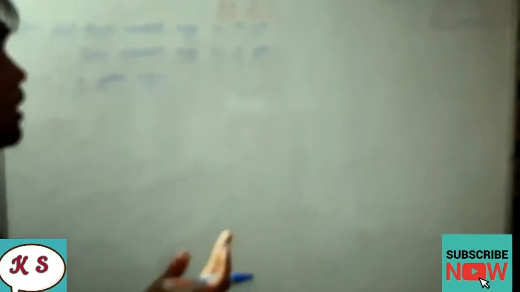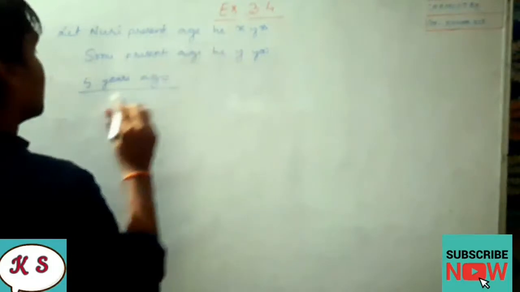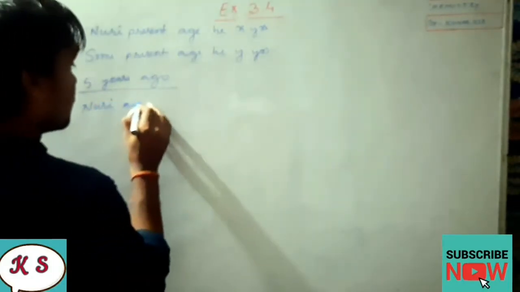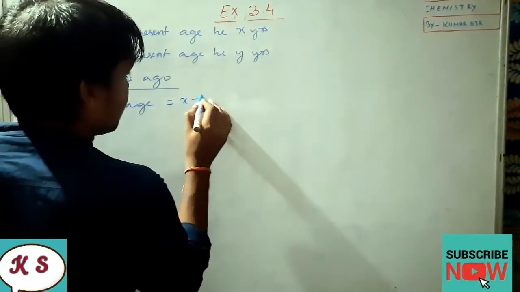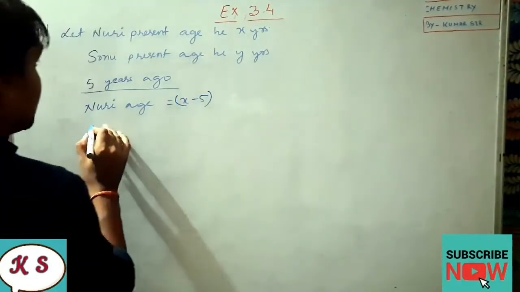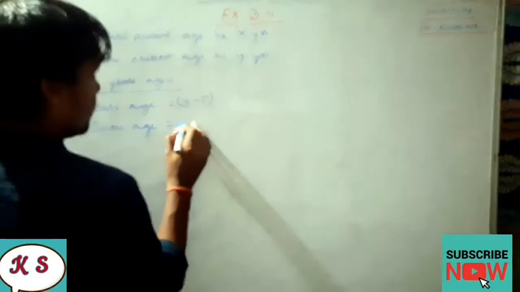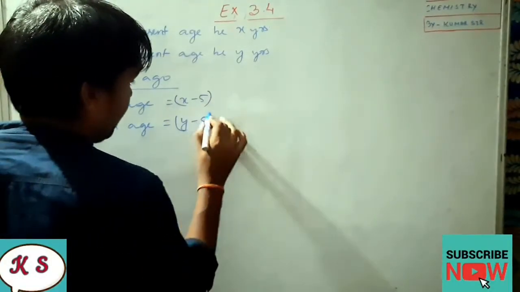5 years ago means 5 years before the present. So suppose my present age is 30, and 5 years ago, what will be my age? 30 minus 5, so you will get 25, right or not? Same way, present age is X, 5 years ago age will be X minus 5. So 5 years ago, Nuri's age equals X minus 5, and Sonu's age will be Y minus 5.